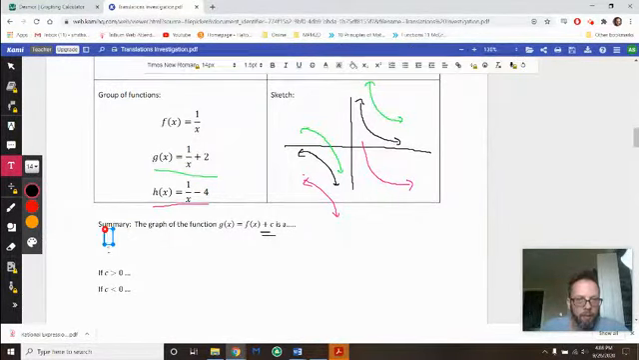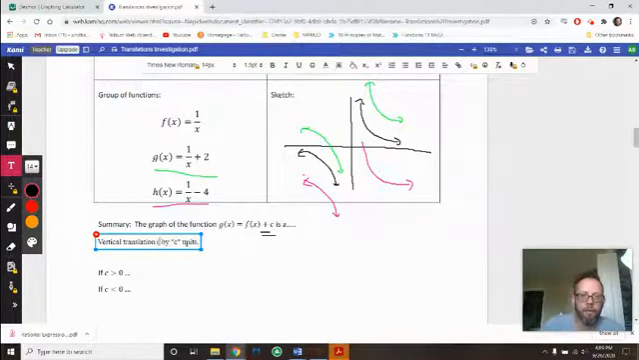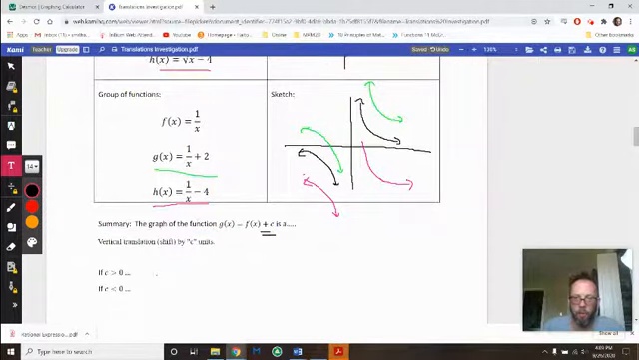Can I add text? Yes, I can. The graph of g of x equals f of x plus c is a vertical translation by c units. So a vertical translation. Another word for translation is shift. I don't mind using that word either. To me, they're kind of the same. But translation is the formal word. When you translate something, you are just picking it up and moving it, and you're not changing its shape or anything.